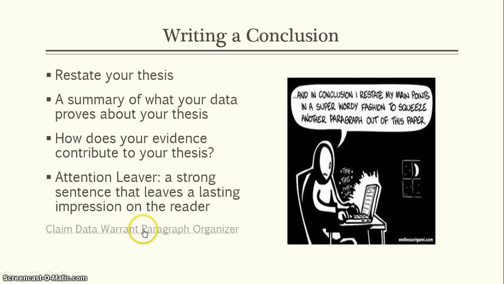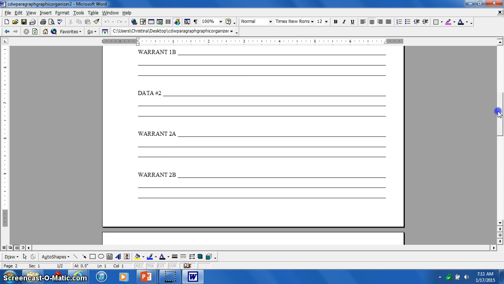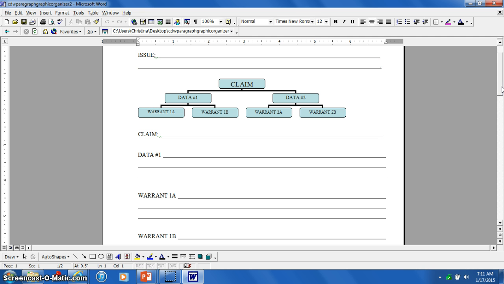For your assignment, you're going to use the Claim Data Warrant Paragraph Organizer. So I want to see the issue that you are talking about. I want to see your main idea, your topic, your claim, your supporting evidence, your data that is reliable, and then your commentary, your warrant. How does that data support your claim?